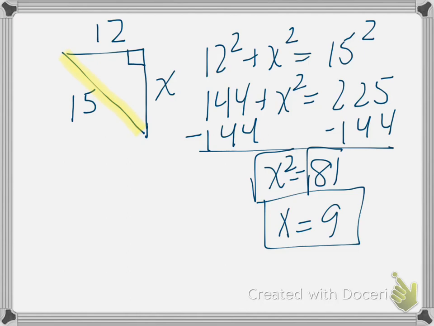Okay, and here is your solution. Notice that I highlighted the hypotenuse, so this way I don't confuse that, and then I know that the hypotenuse always goes here by itself. Okay, so that pretty much finishes that.